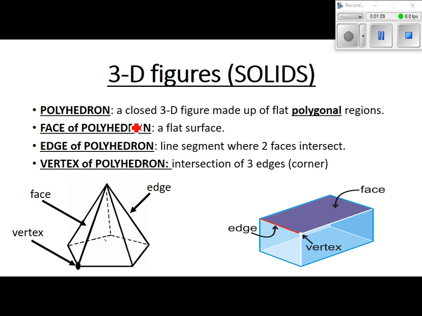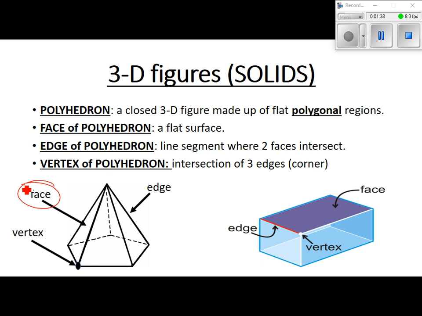A polyhedron is a closed 3D figure made up of flat polygonal regions. So in other words, every face is a polygon, and we'll talk about what a face is here in a minute. But each one is some kind of polygon, so there's no circles, no curved parts. All the faces have to be polygons. Make sure you fill in what you need to fill in here, like the faces.